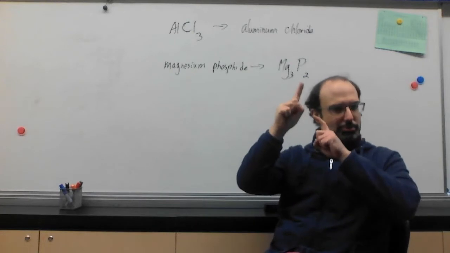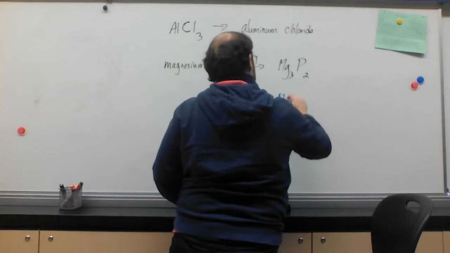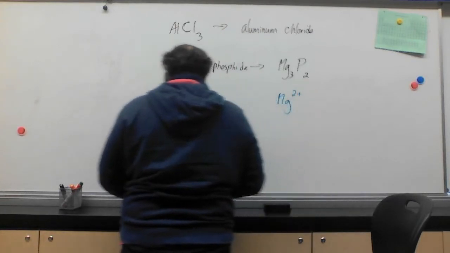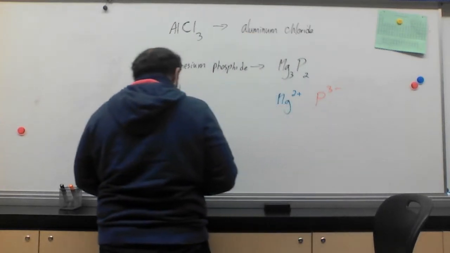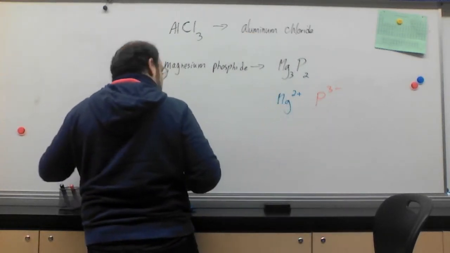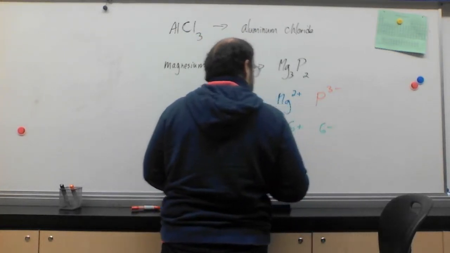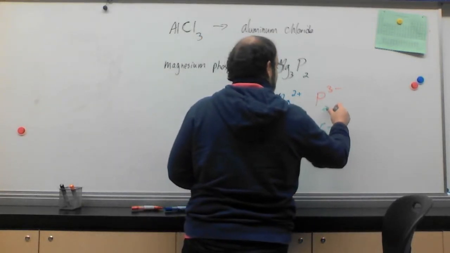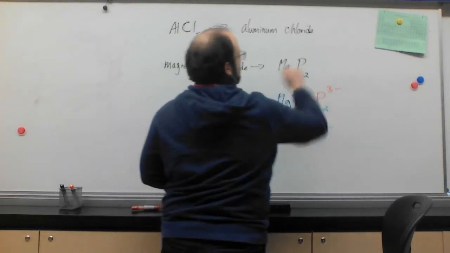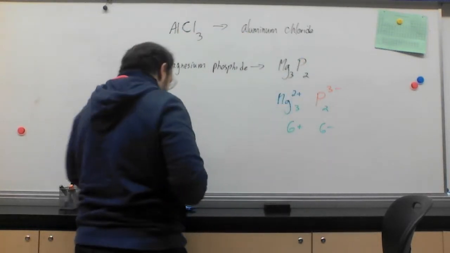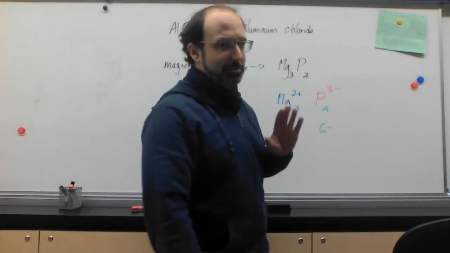Why 3 and 2? Remember, we talked about that, and we saw that magnesium is 2 plus, and phosphorus is 3 minus. So in order for these to equal each other, I'm going to have to turn them both into 6. 6 plus and 6 minus. And the way I do that, multiplying this one by 2 and this one by 3, leading us to Mg3P2.